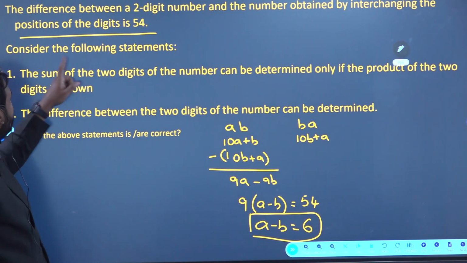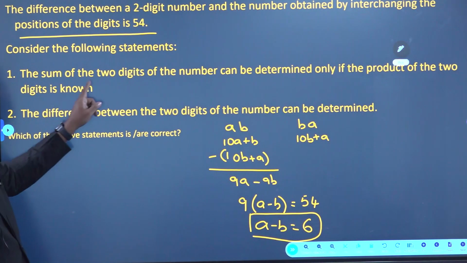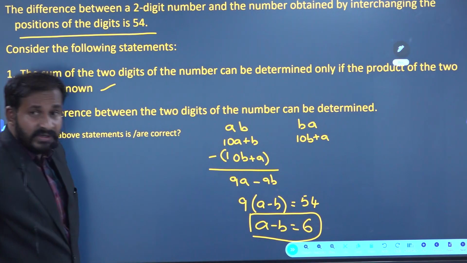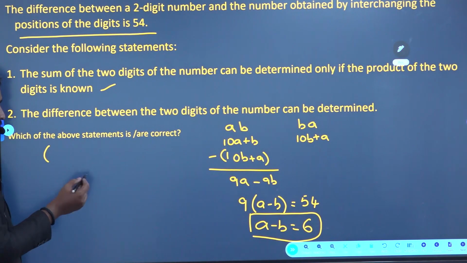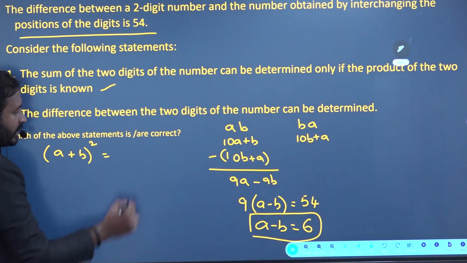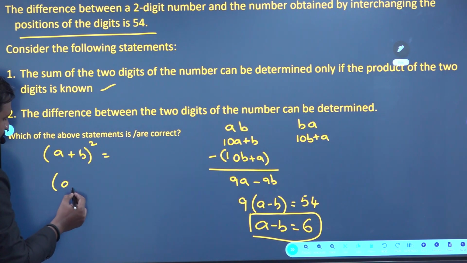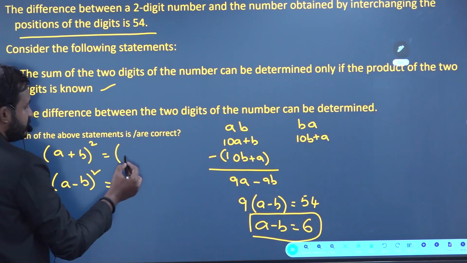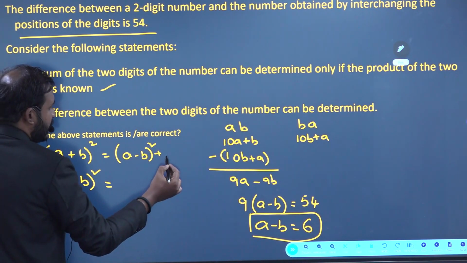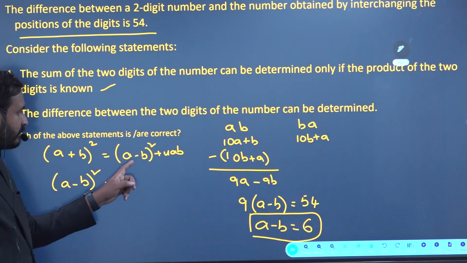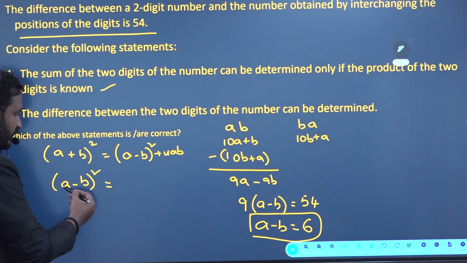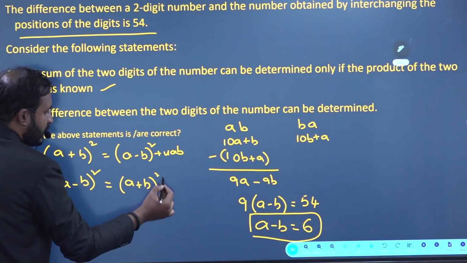Now come to our question. Consider the following statements. The sum of the two digits of the number can be determined if the product of the two digits is known. See, we know one thing in algebra: if you know A minus B, how can you find A plus B? A plus B whole square is equal to A minus B whole square plus 4AB. Why? Because A square minus 2AB plus B square plus 4AB, minus 2AB plus 4AB becomes plus 2AB. And similarly, if you know A plus B, what can you write? A minus B whole square equals A plus B whole square minus 4AB.